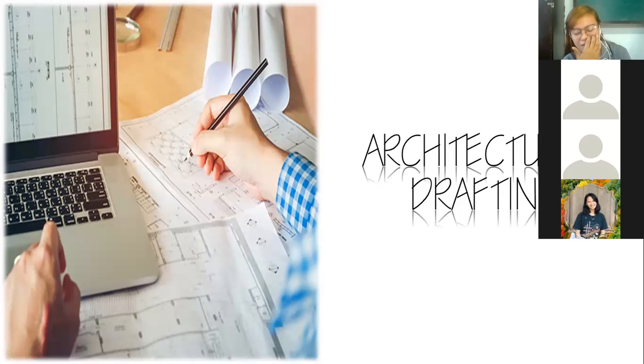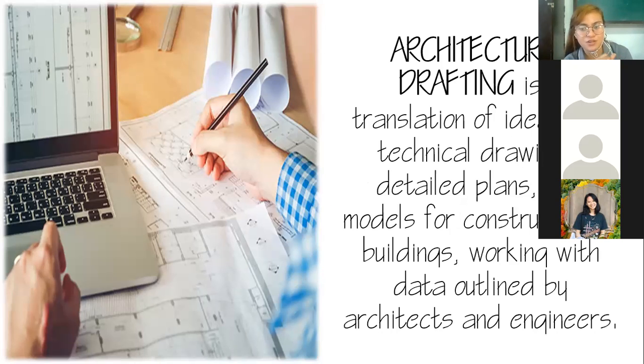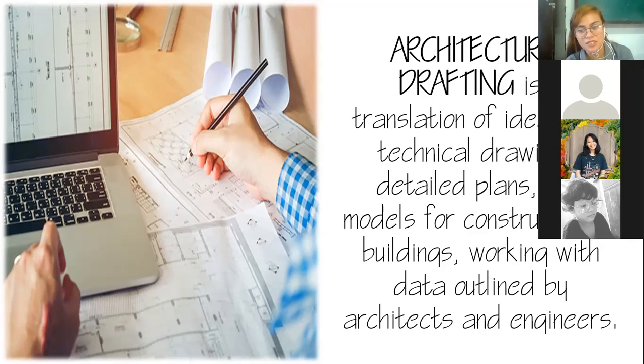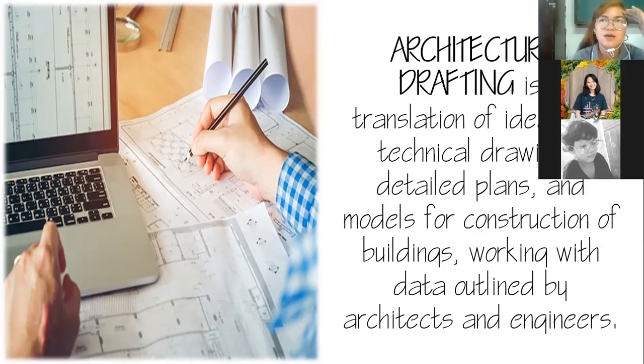Architectural drafting is a translation of ideas into technical drawings, detailed plans, and models for construction of buildings, working with data outlined by architects and engineers. So basically, architectural drafting is more on preparation of the construction drawings. It is a translation of detailed plans. So in construction, we communicate through technical drawings.